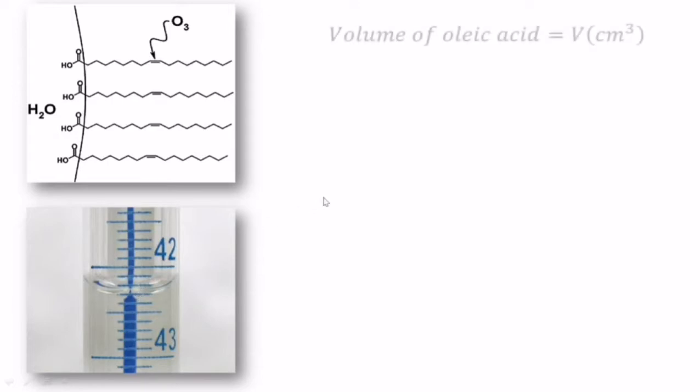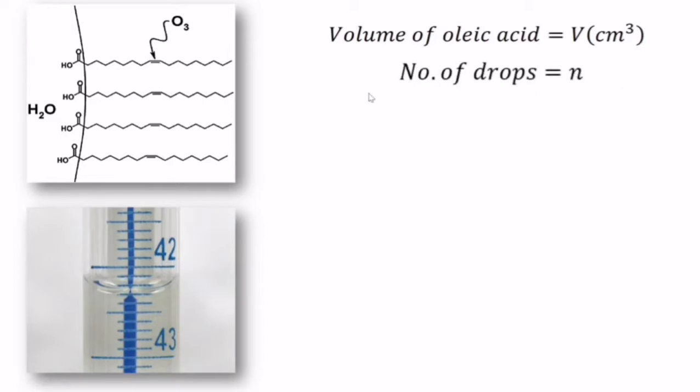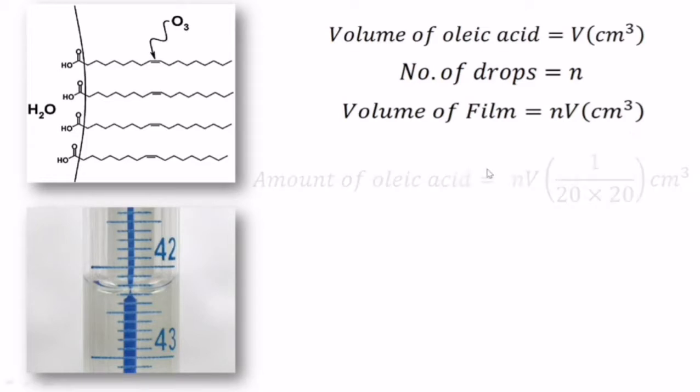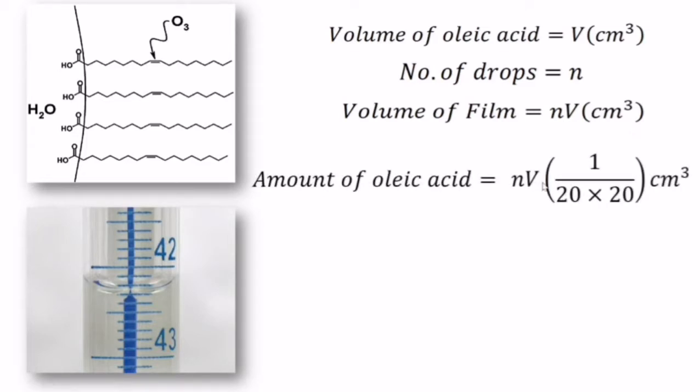Let that volume be V centimeter cube, for example, and let the number of drops that you have put be small n. So total volume will be how much? nV. Now you know the solution contains both oleic acid and alcohol, but we need only oleic acid because they are forming a monolayer. So the amount of oleic acid, how do you calculate? nV into 1 by 400 centimeter cube, because that is the part of oleic acid per centimeter cube.